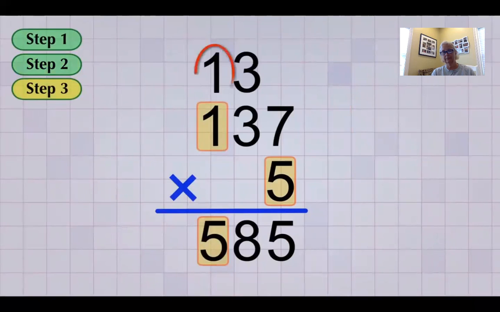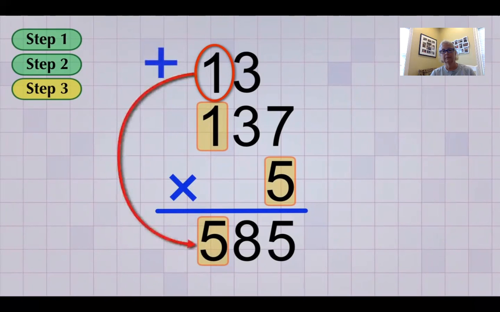But again, there's that digit we carried up above, so it wouldn't be in the way. What do you think we do with that digit? Yep, we add it to the answer we got from the multiplication step. So 5 plus 1 gives us 6, and that's what goes in our answer line.